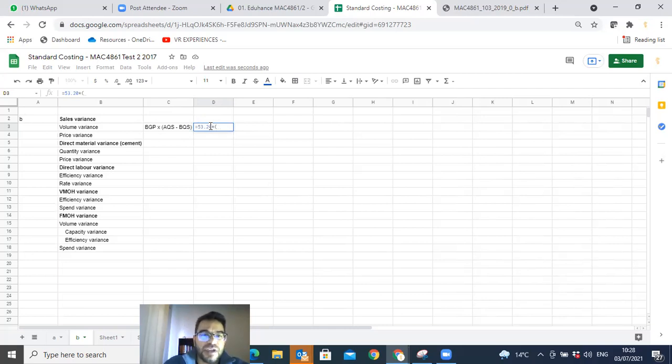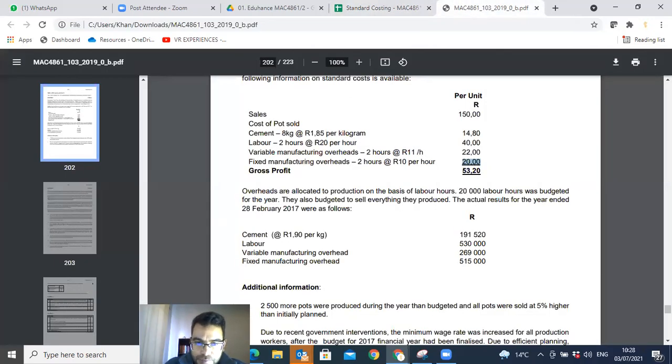But what happened? So they say they also budgeted to sell everything they produce. So what did they budget to produce? 10,000, and they're also budgeting to sell everything. So budget equals sales. Units produced equals units to be sold. Then they say 2,500 more pots were produced during the year than budgeted, and all pots were sold.